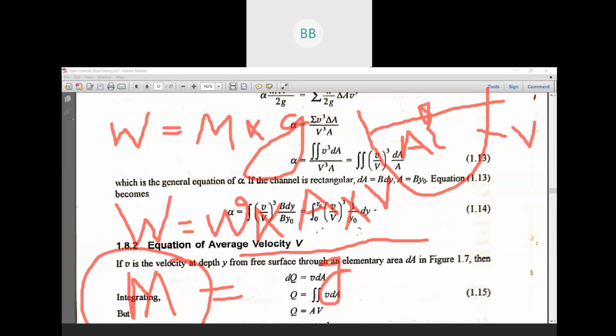So first we have to find out the weight. Weight is nothing but specific weight multiplied by cross-sectional area multiplied by velocity. Then if you divide this weight by acceleration due to gravity, you will get mass, and it follows this equation. We all know weight is equal to mass into acceleration due to gravity. Any other doubts?